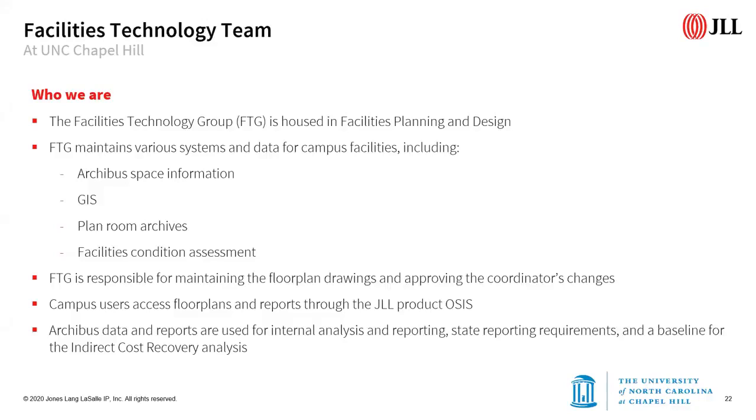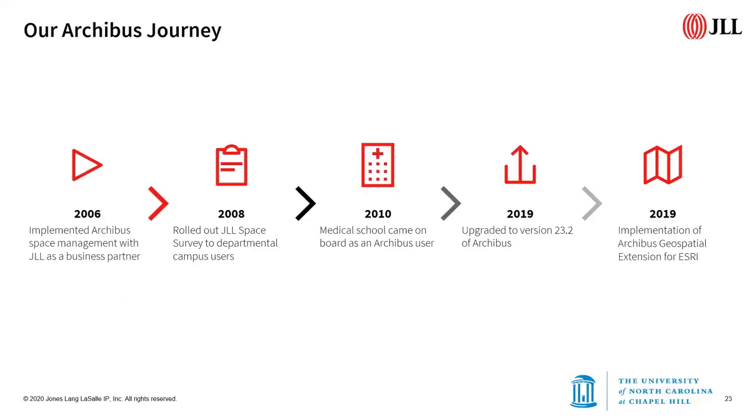FTG is responsible for maintaining the floor plan drawings and approving coordinator changes. We rely on over 200 departmental coordinators to help keep our space data accurate and current. They are asked to update or verify their data quarterly. The campus users access floor plans and reports through the JLL tool called OSIS. Our Archibus data is used in a variety of ways on campus, from internal analysis and reporting, satisfying state reporting requirements, and as a baseline for the indirect cost recovery, which is performed by the Office of Sponsored Research every 3 to 5 years.